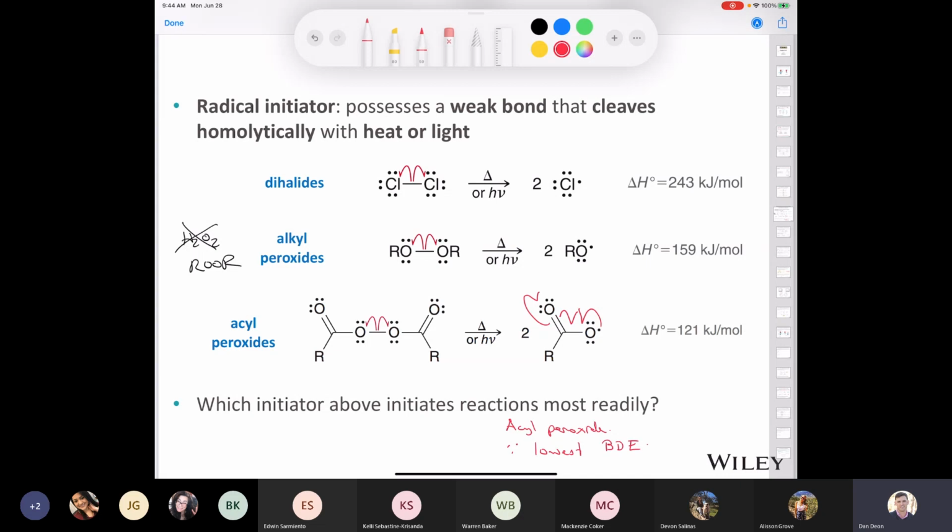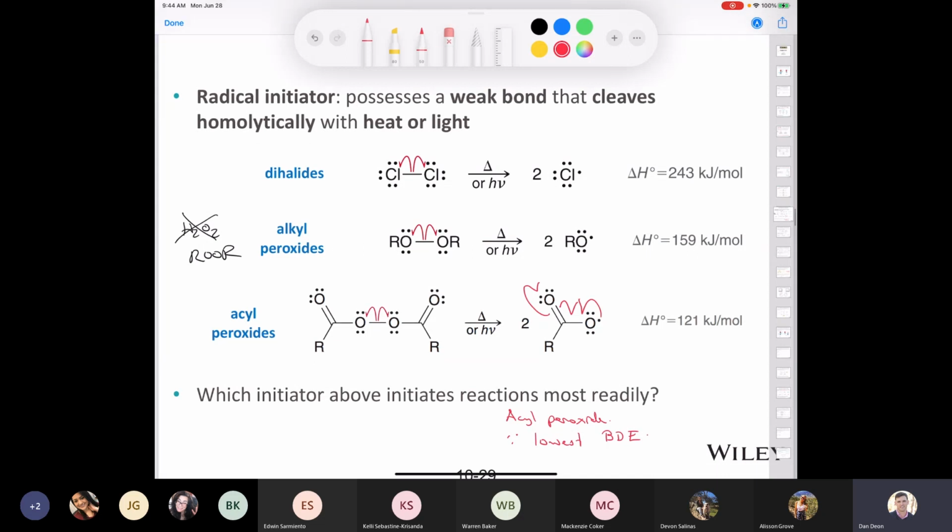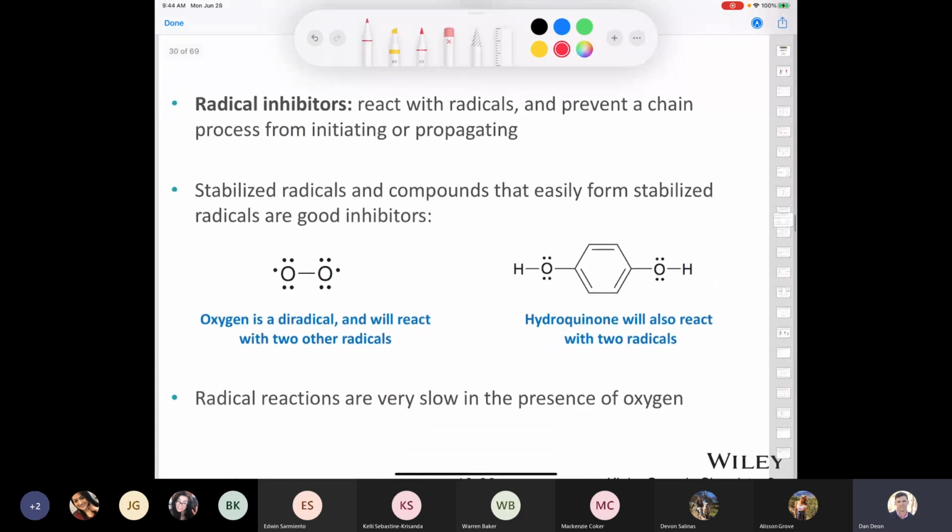All right, so besides initiators, right, those are what kick off radical reactions. We can have radical inhibitors too, things that consume radicals. It says here that radical inhibitors, I'm just reading right off the slide, react with radicals to prevent the chain process from initiating or propagating. Some examples, it says here, stabilized radicals and compounds that easily form stabilized radicals are good inhibitors.